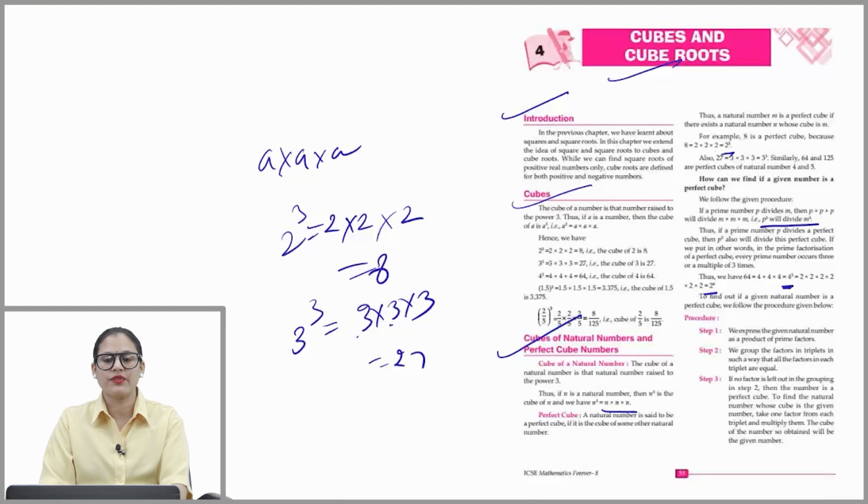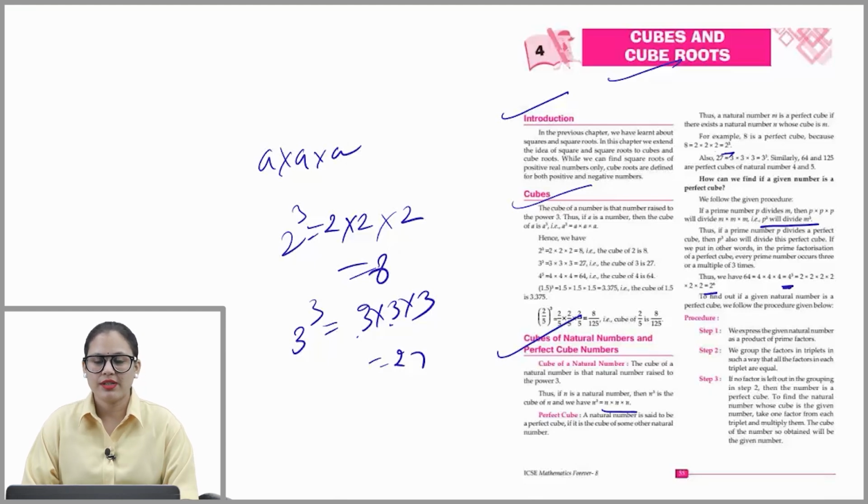So, to find out if a given natural number is a perfect cube, we follow the procedure given below. Procedure, step 1, we express the given natural number as a product of prime factors. Step 2, we group the factors in triplets in such a way that all factors in each triplet are equal. Step 3, if no factor is left out in the grouping in step 2, then the number is a perfect cube. To find the natural number whose cube is a given number, take one factor from each triplet and multiply them. The cube of the number obtained will be the given number.